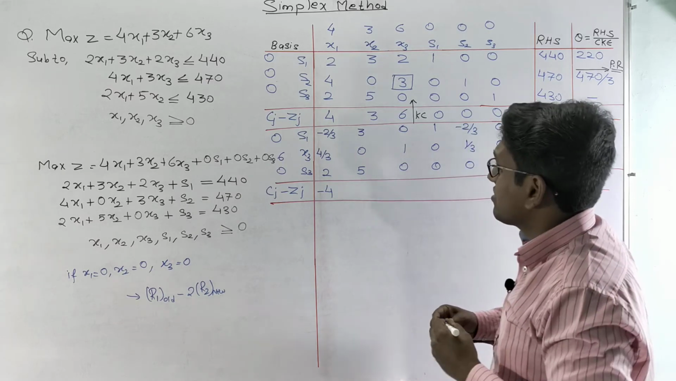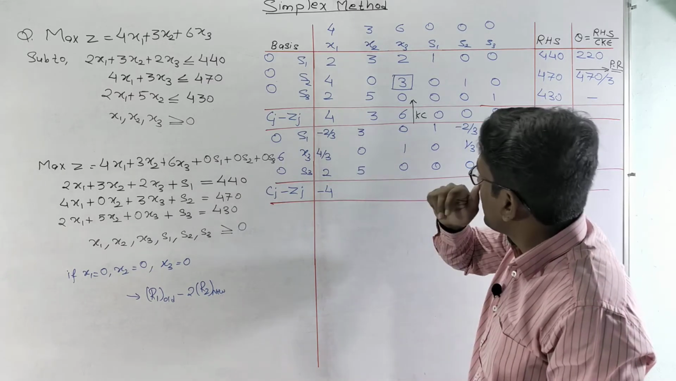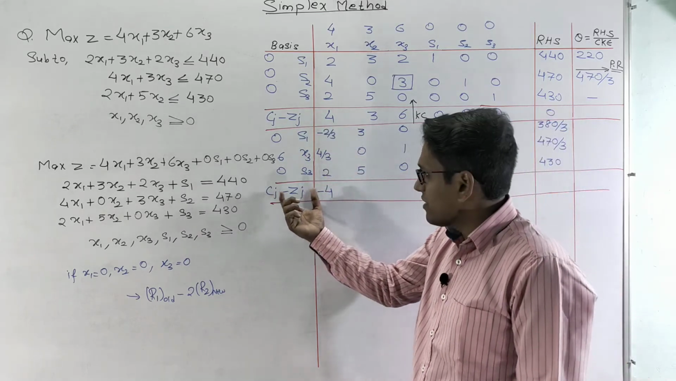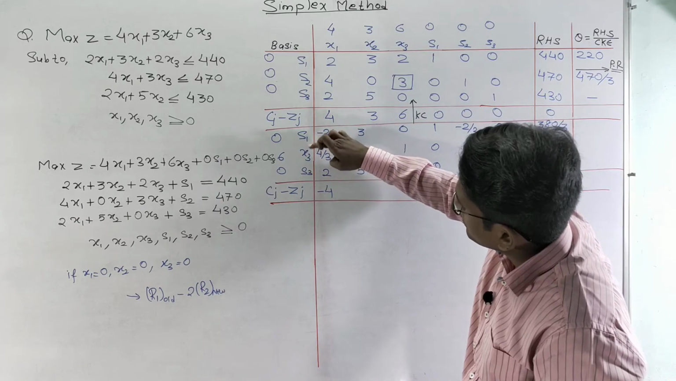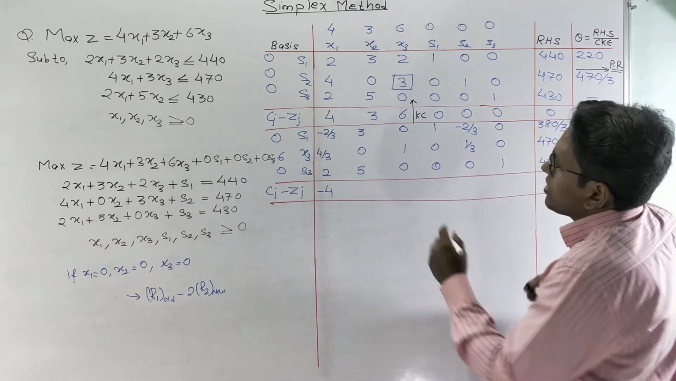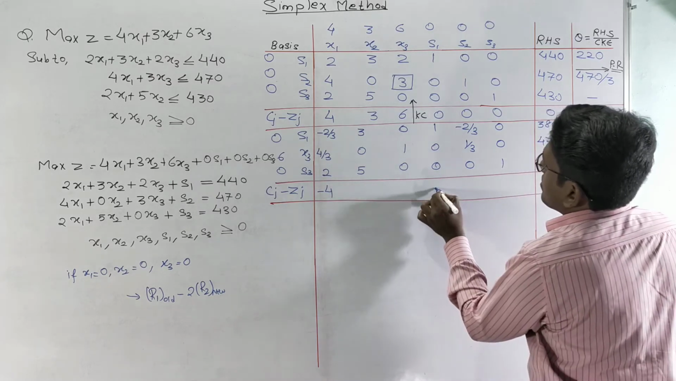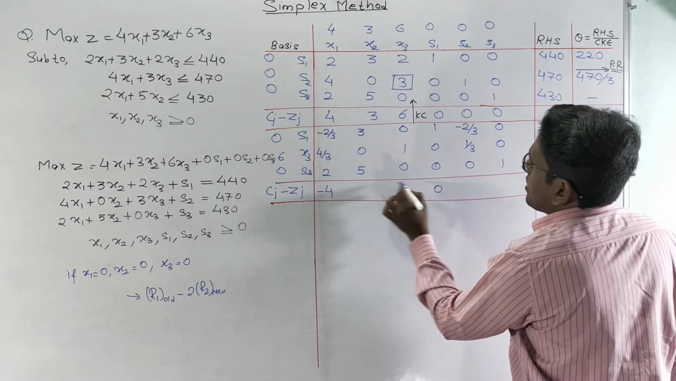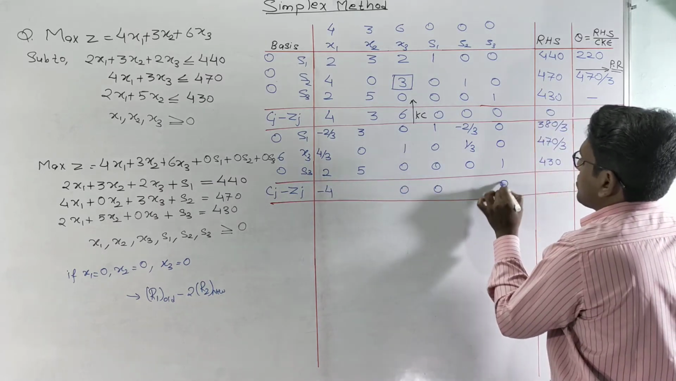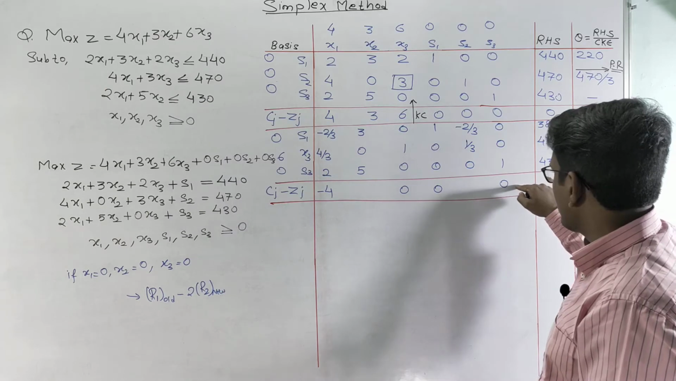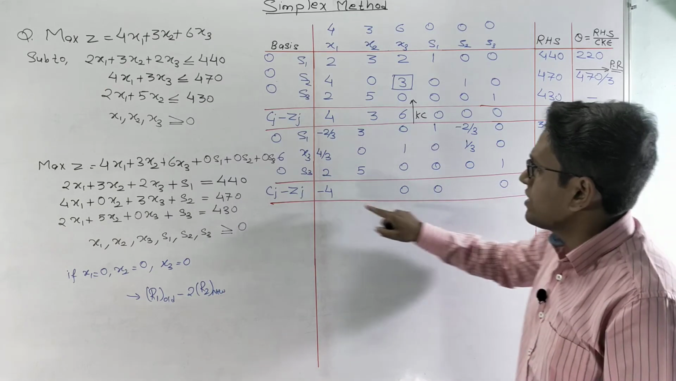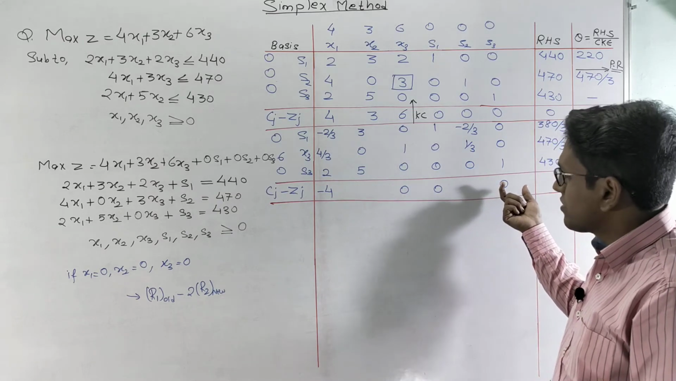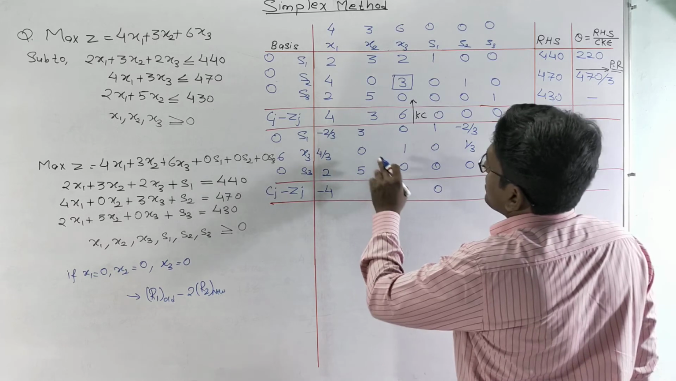As we have discussed earlier, the variables in the basis column will have the value of Cj minus Zj as 0. So I will be putting the value of S1, X3 and S3 as 0. That means S1 is 0, X3 is 0, and S3 is 0. So we need not calculate these three values as they are in the basis column, and they will ultimately have Cj minus Zj values as 0.